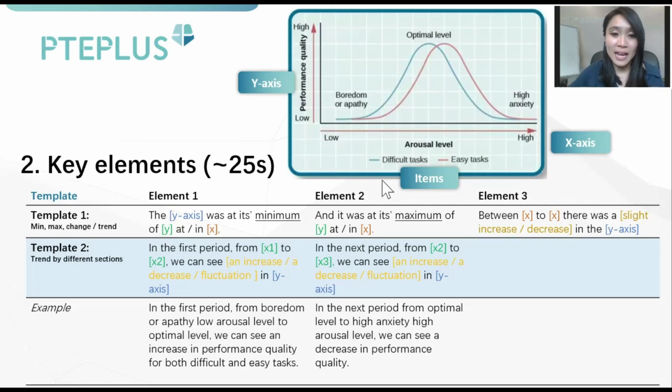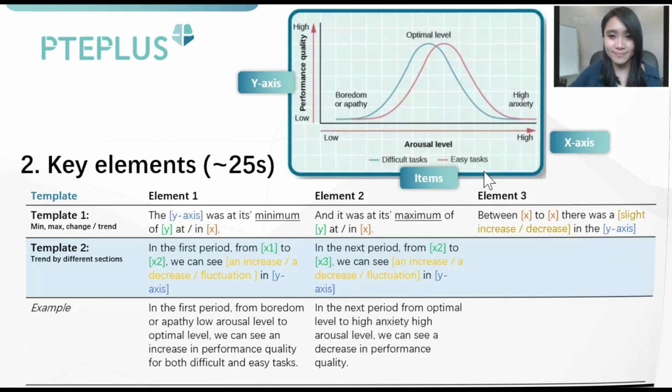Now let me apply and do all of that together. In the first period, from boredom or apathy, low arousal level to optimal level, we can see an increase in performance quality for both difficult and easy tasks. In the next period, from optimal level to high anxiety, high arousal level, we can see a decrease in performance quality for both these tasks.